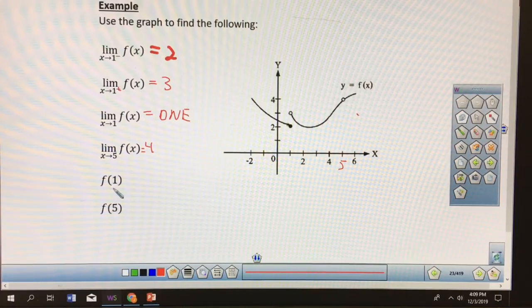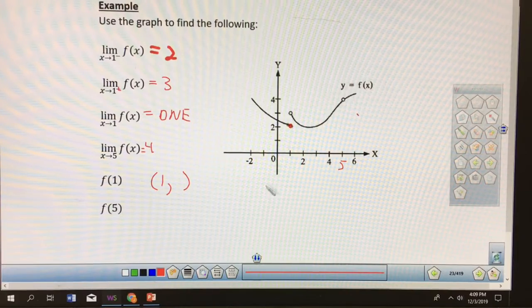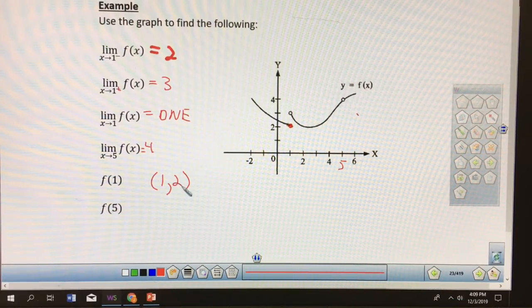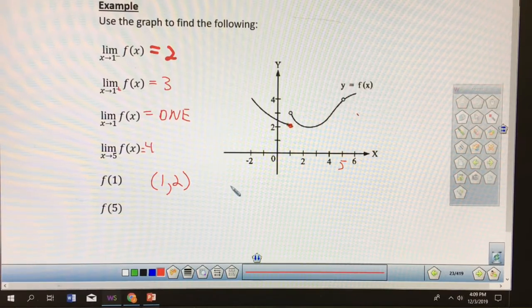This is algebra. This is not calculus. When x equals 1, what does y equal? It's got to go with the closed dot, and the closed dot is 2, because that's where there's a value. There's no value at y value 3. It has to be where there's a closed dot.